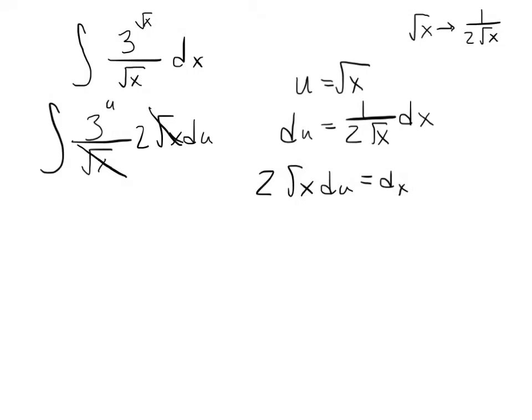So important point, please don't multiply together the 2 and the 3. That 3 has a power on it, the 2 doesn't, so we have to keep them separate. We'll bring the 2 out. 2 times the integral of 3 to the u du.